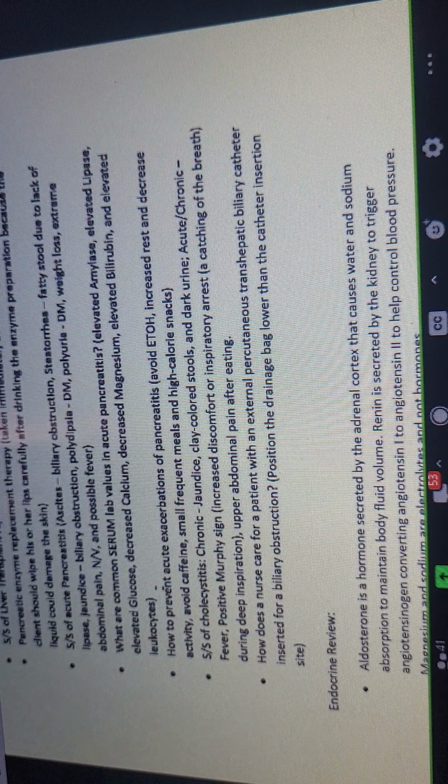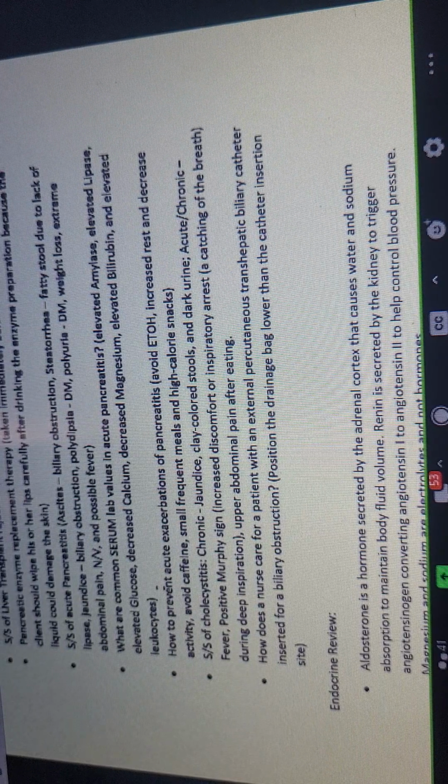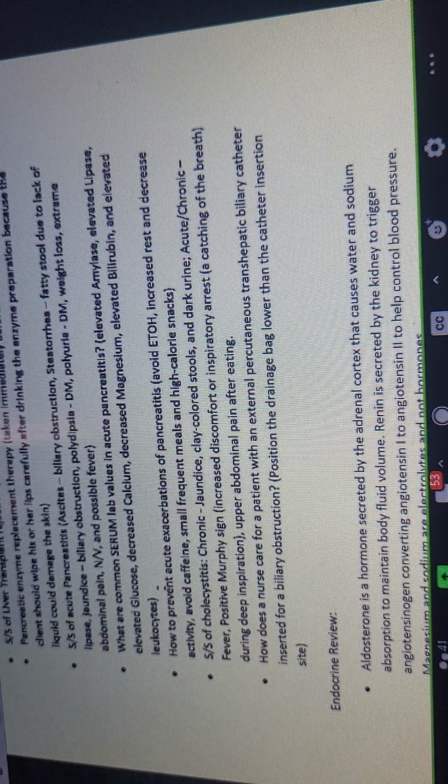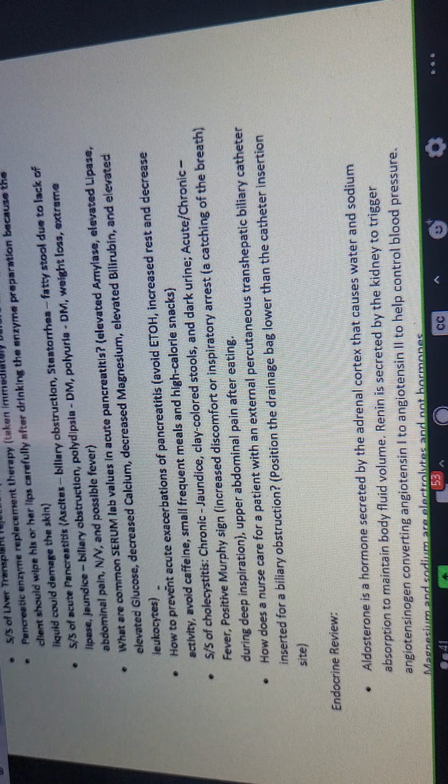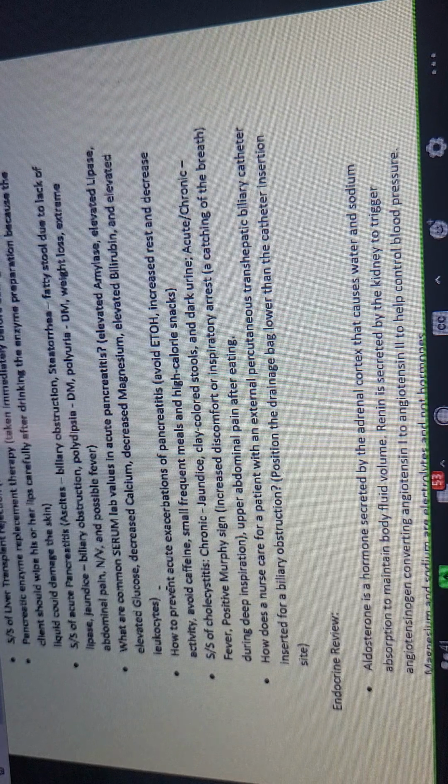Right. So in chronic pancreatitis, though, with blood work, you typically don't see elevations in amylase. They're just slightly, maybe slightly elevated, but usually it's just the lipase that remains elevated.